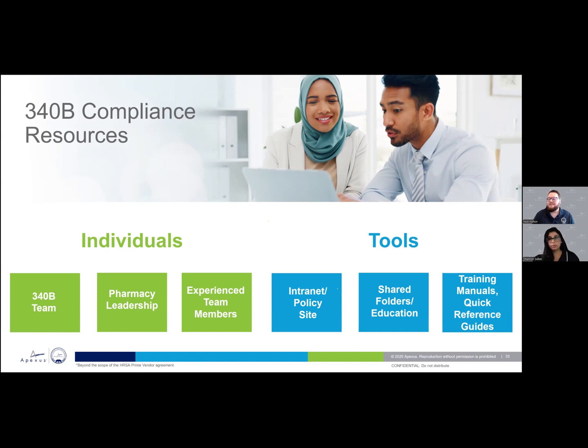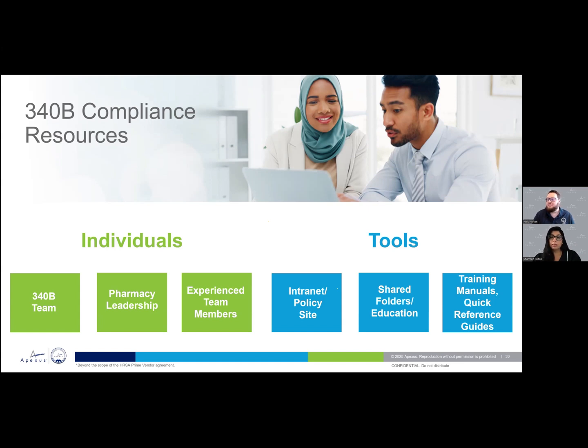And additionally, pharmacy leadership that's involved with the program, like purchasing managers, business managers, directors, and other key stakeholders, can also typically provide support for 340B or point you to the right person that can do that. And members on your team that have been with the organization for a while and have a good amount of experience under their belt are another great resource to ask questions, because even if they don't know the answers directly, they should be able to point you in the right direction to get you the assistance that you need.